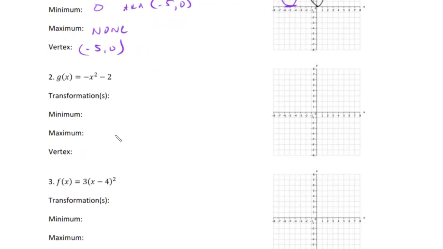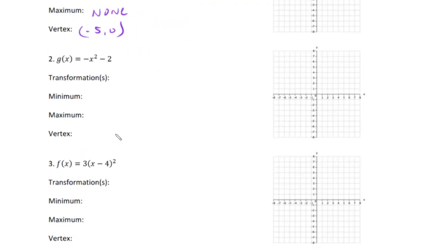Moving on. Number 2 is negative x squared minus 2. Well, there's not a number in parentheses, so it's not going to move left or right any. However, the stuff that is going to affect the graph: this is the parent function, x squared. Everything else, the negative and the -2, moves the graph in some way. They do something to the graph.